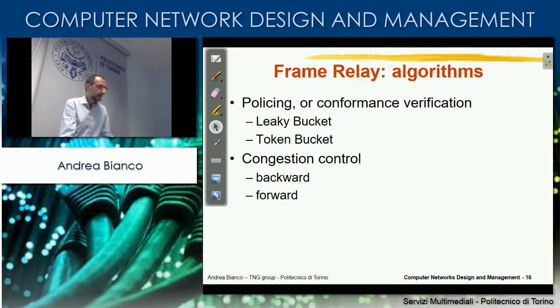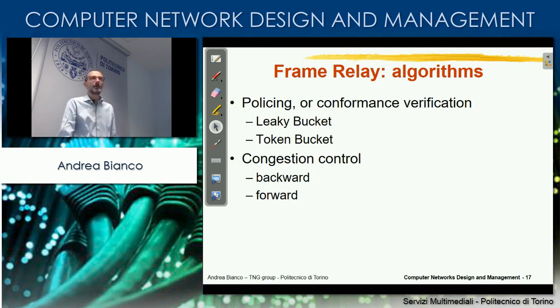This morning we ended up just here. So now we have to look at some algorithms that we are going to use in the frame relay framework, and mainly looking at policing or conformance verification on one end through the leaky and token bucket algorithms, and congestion control in the two fashions which are named backward and forward. So let's start with conformance verification.